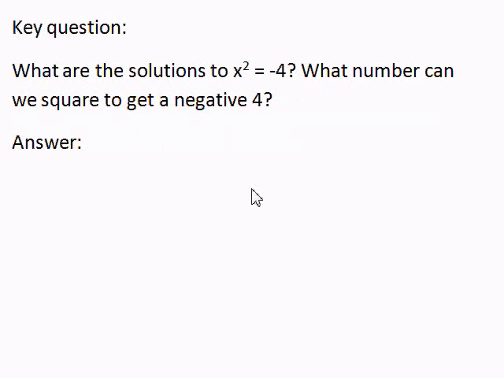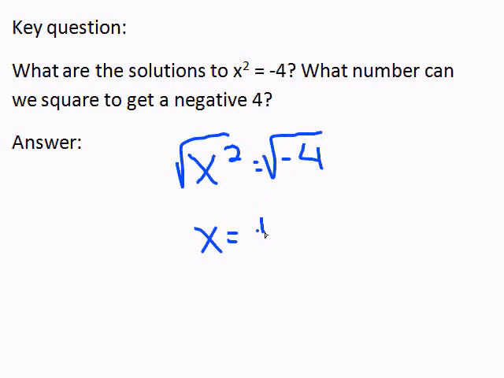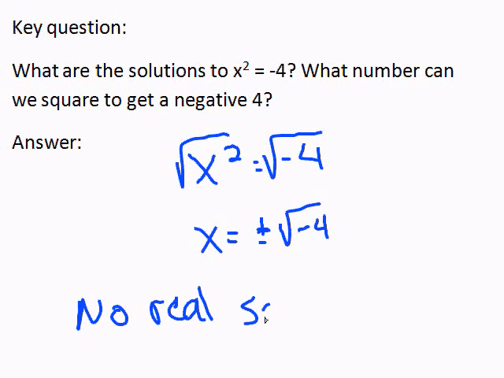Here's another key idea. What are the solutions to x squared equals negative 4? What I'm really asking is, what number can we square to get a negative 4? There are a couple ways we can look at doing this. One, we can use what we just got through learning. X squared equals negative 4. To get x by itself, we take the square root of both sides. We get x is equal to plus or minus the square root of negative 4. The problem is we do not know how to take the square root of a negative number yet. You're going to learn that in another class, not this one. So we actually cannot solve this equation. There's no real solution.